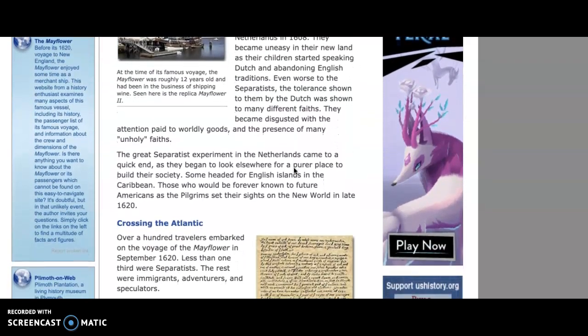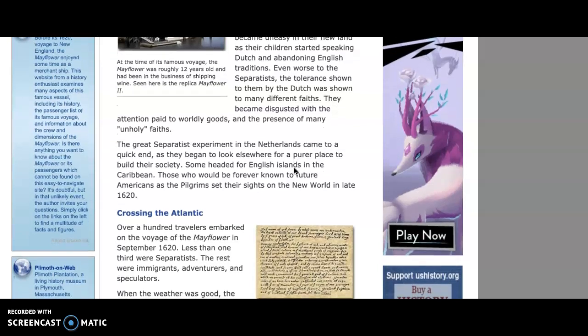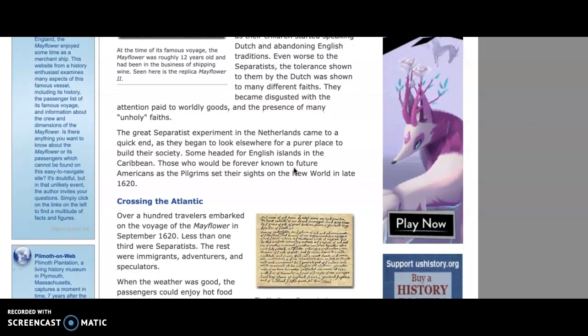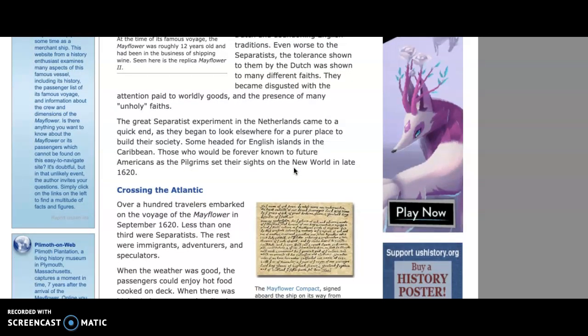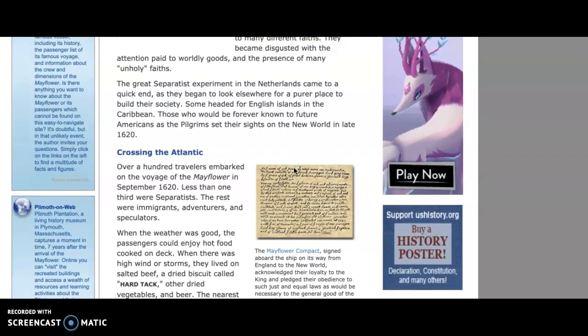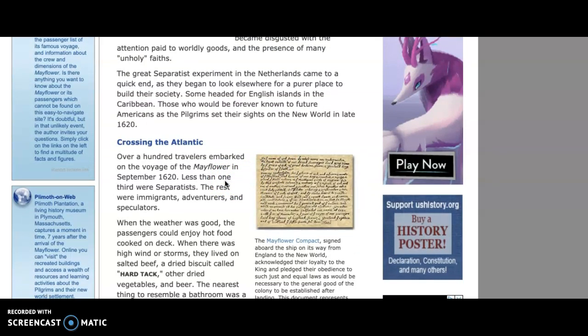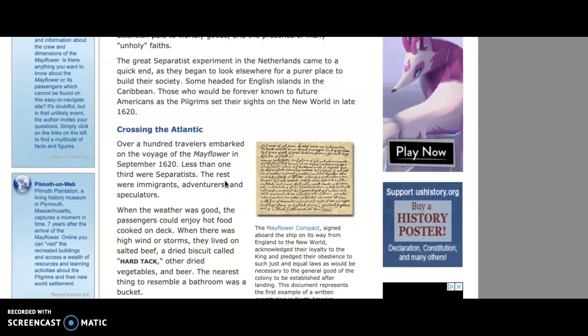The great separatist experiment in the Netherlands came to a quick end as they began to look elsewhere for a purer place to build their society. Some headed for English islands in the Caribbean. Those who would be forever known to future Americans as the Pilgrims set their sights on the New World in the late 1620s. Crossing the Atlantic, over 100 travelers embarked on the voyage of the Mayflower in September 1620.